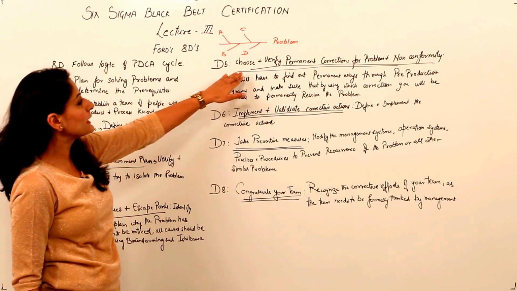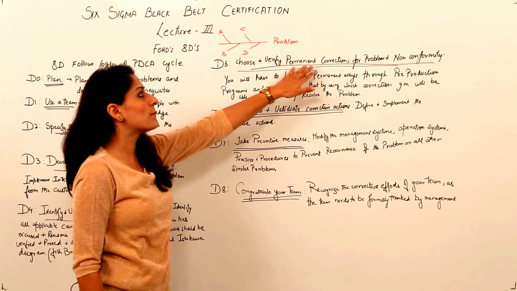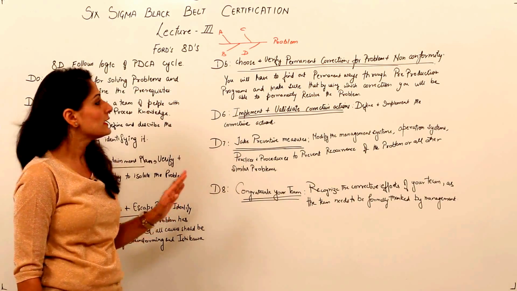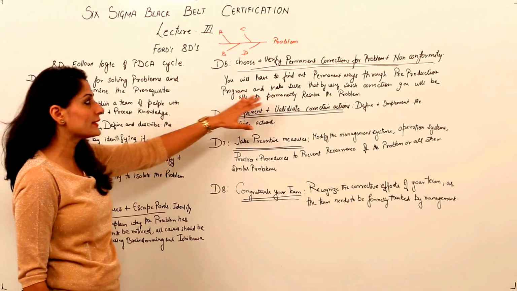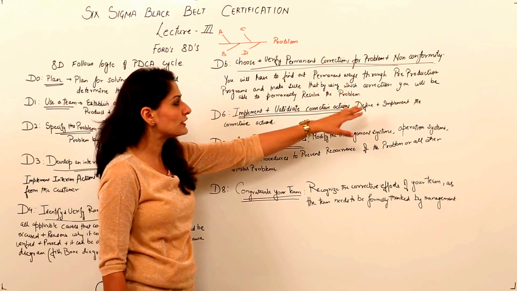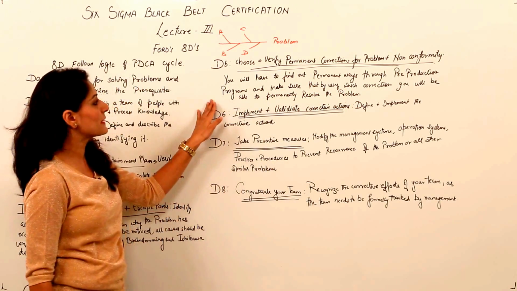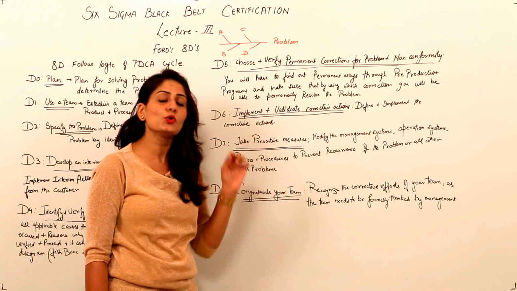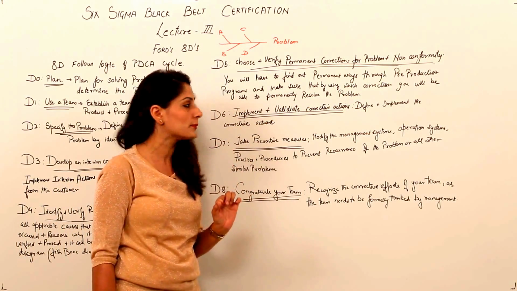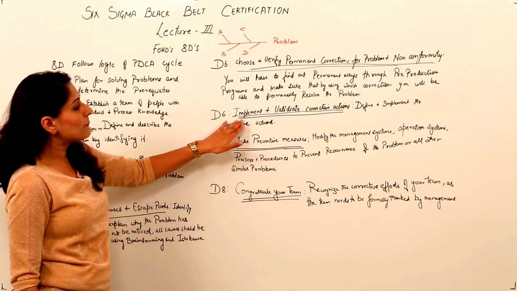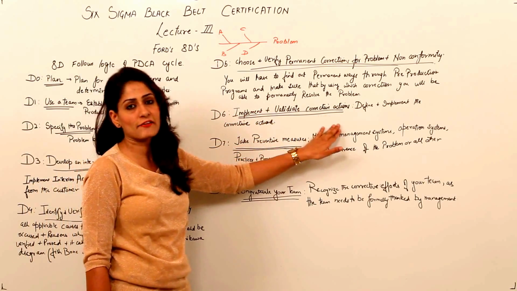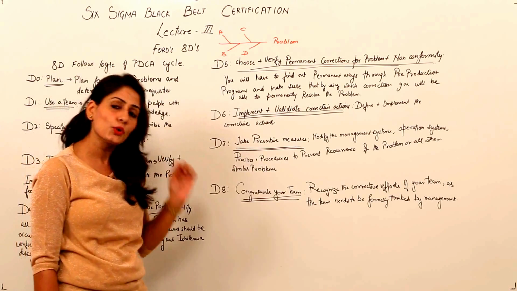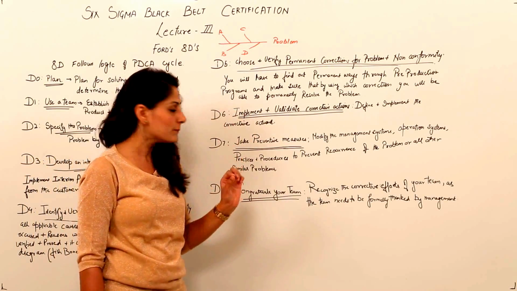Then comes, you need to choose and verify permanent corrective actions for the problem and non-conformity. This means you will have to find out permanent ways, like pre-production methods and programs, and make sure that by using which corrective action you would ultimately resolve the problem. Then comes implement and validate corrective actions. So you define and implement the corrective actions you have used to resolve the problem.